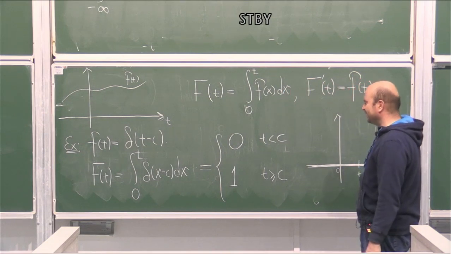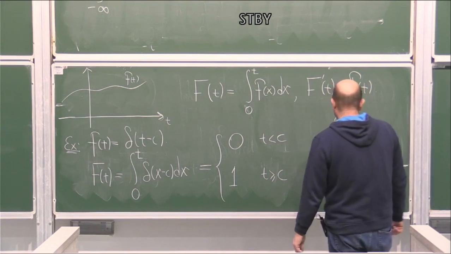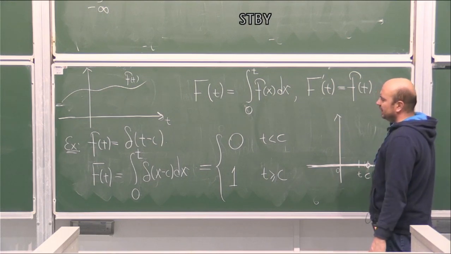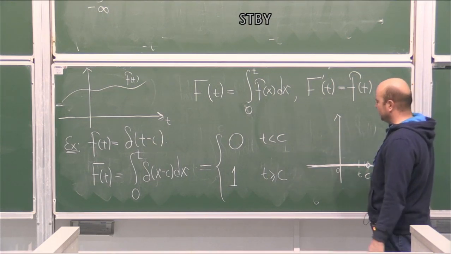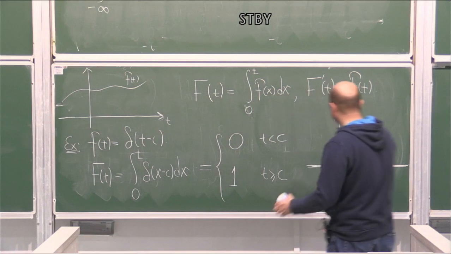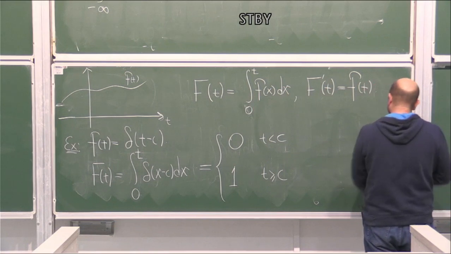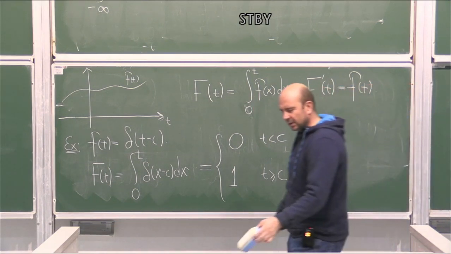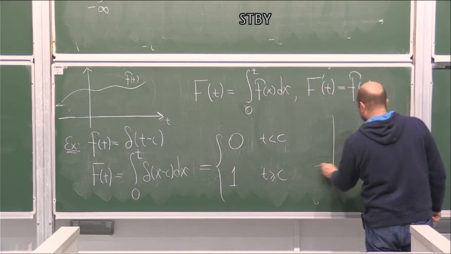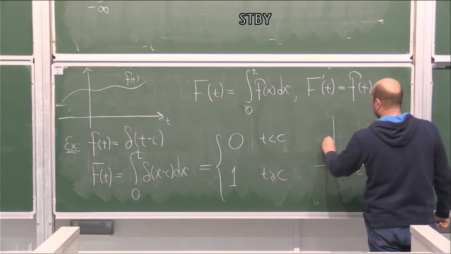So as you can see, we are getting the unit step function. If you look at this unit step function in the calculus sense, this function is not differentiable at the point c. Actually, if you look at the unit step function, this is c, this is 1.